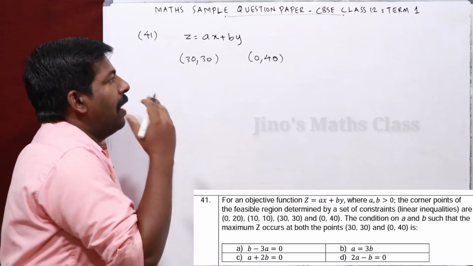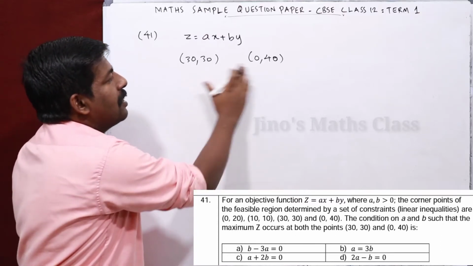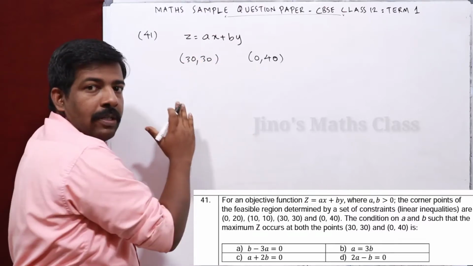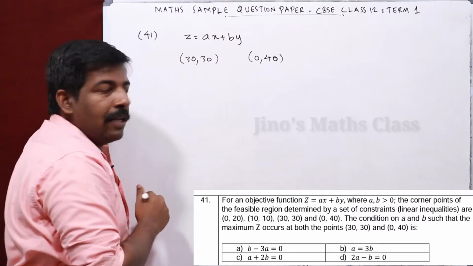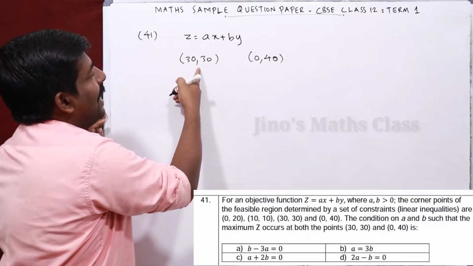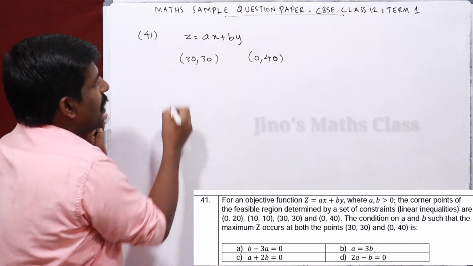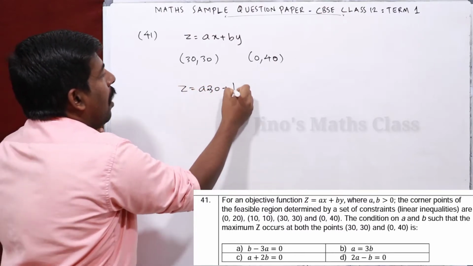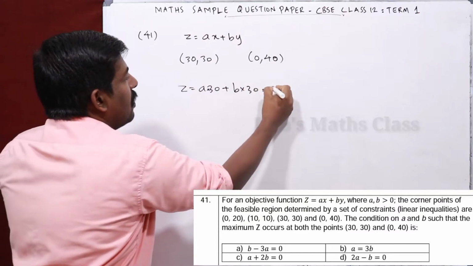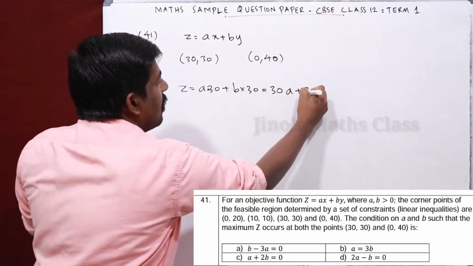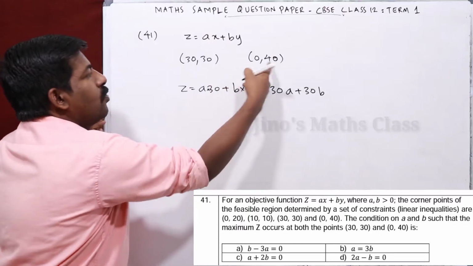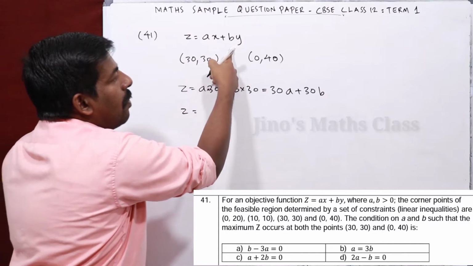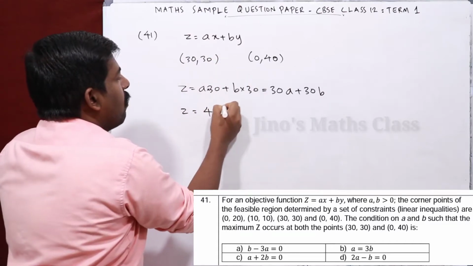So here maximum value of z occurs at these 2 points means then we can substitute instead of x and y, we can substitute these points and we can equate the value of z, right? So that's why here we can substitute (30, 30) first instead of x and y. At the time value of z is A into 30 plus B into 30, that is equal to 30A plus 30B. And now we can substitute (0, 40) at a time z value is equal to here A into 0 is 0, but B into 40 we will get it as 40B.